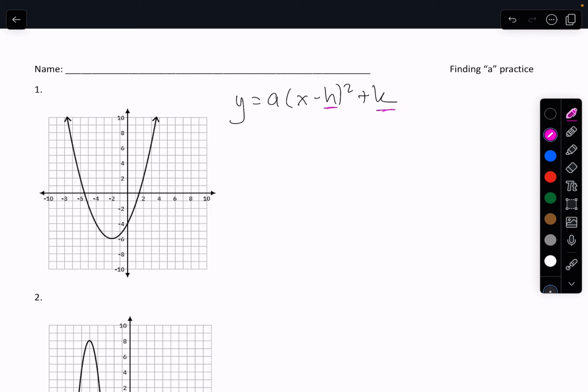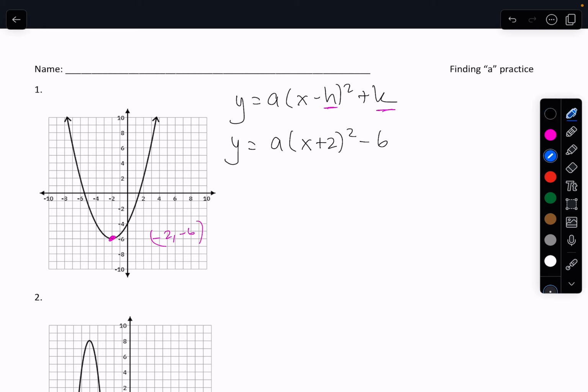If we look at number 1, we can very easily find our vertex. Our vertex is right here, so it's negative 2 comma negative 6. When we put that into our equation, we have y equals a times (x minus negative 2), which is plus 2. Remember, you switch the sign of your x and keep the sign of your y. Now, the problem here is we don't know our value of a.